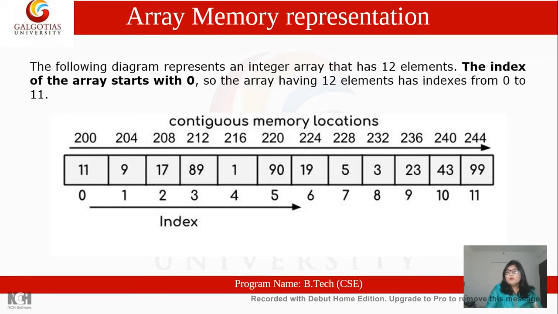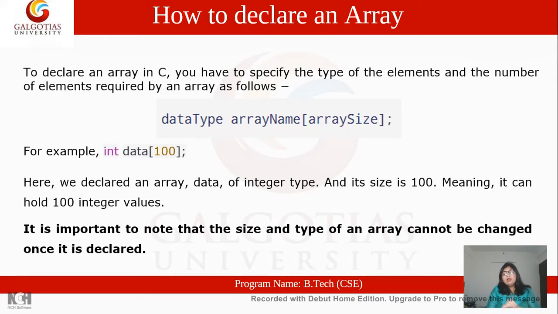Let us move to some other objectives from this tutorial. Up till this point, we have covered what an array is, what the need of the array is in C programming. We have looked at the memory location representation, that is how contiguous memory locations are done.